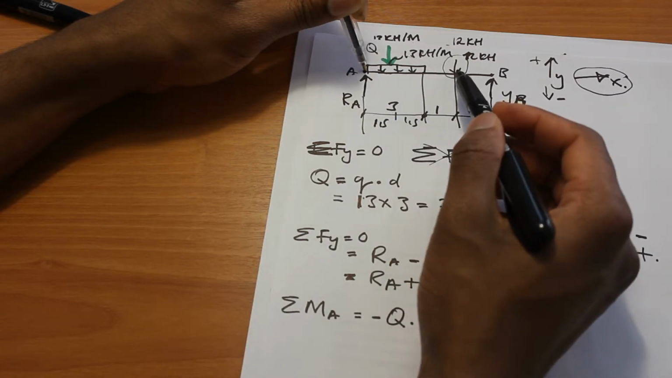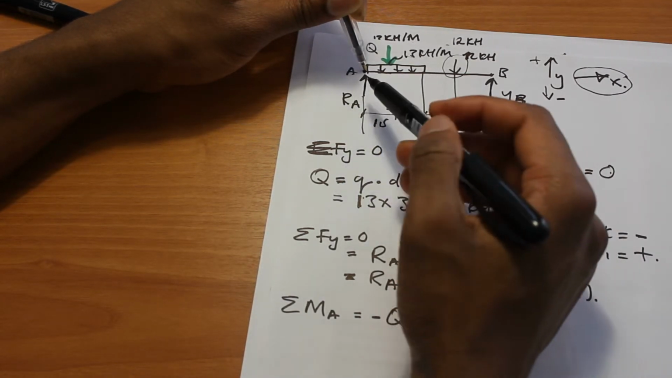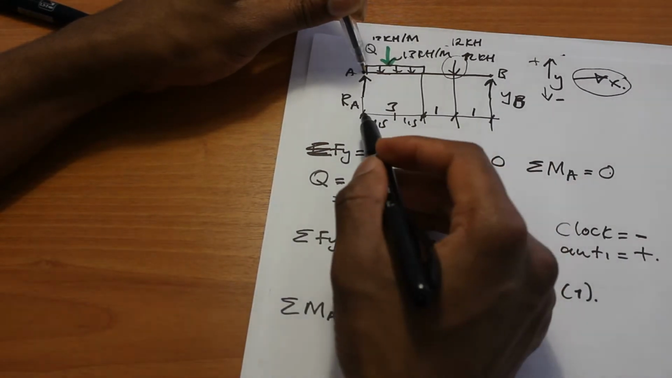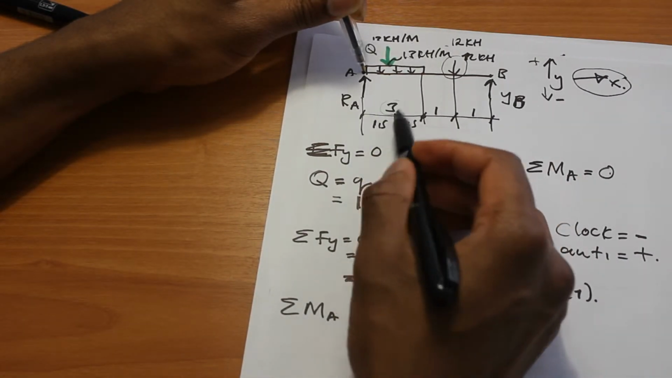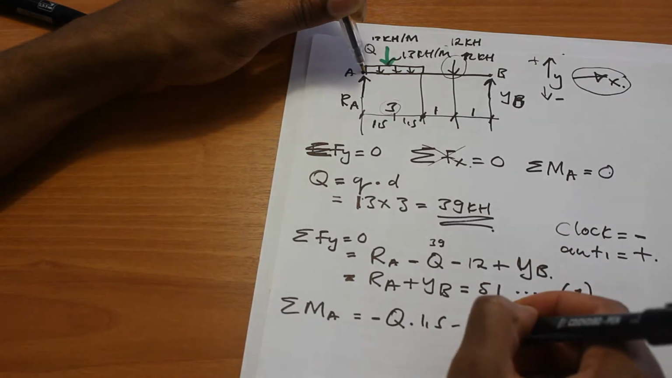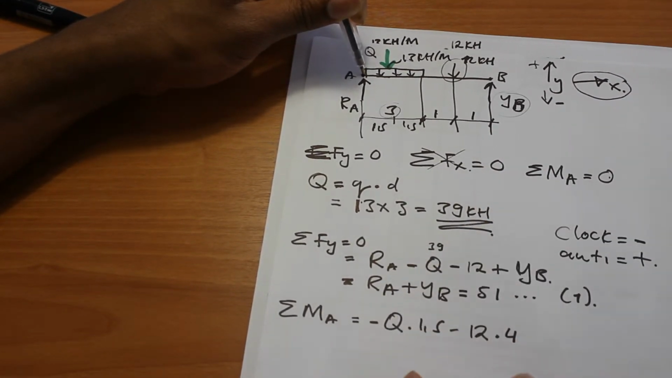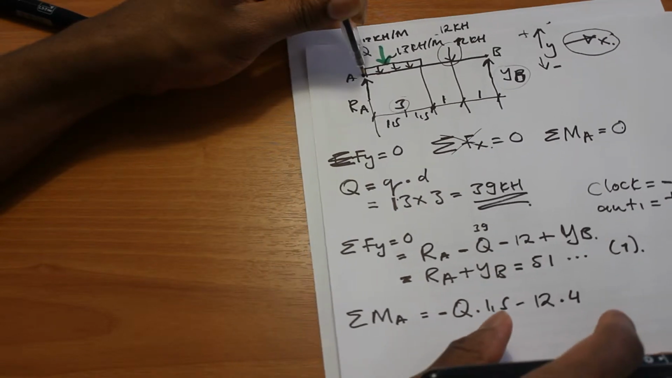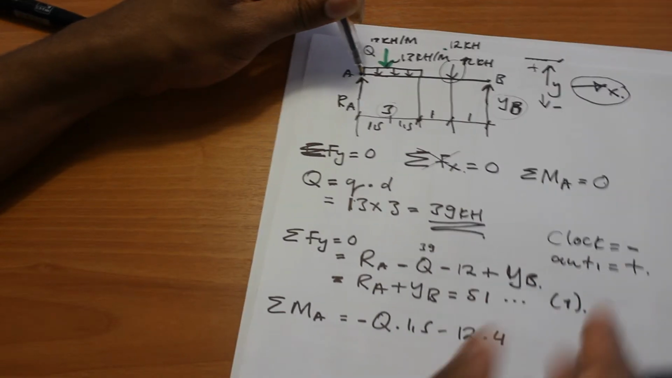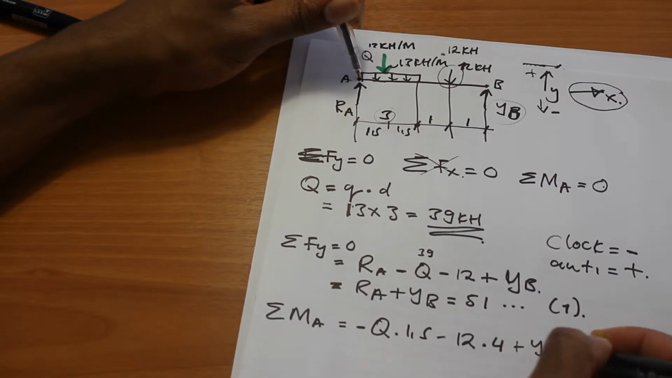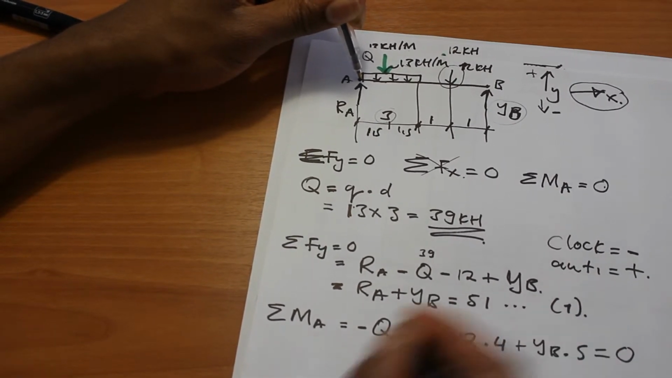And then I'll also go to my 12. This is also moving in the anti-clockwise direction, so I'll have minus 12 multiplied by the distance that it has, which is 3 plus 1, giving me a 4. I'll also have this YB. If I move my paper like this, it is moving in the anti-clockwise direction, so it will have a positive sign here. YB times 5 is equal to 0.